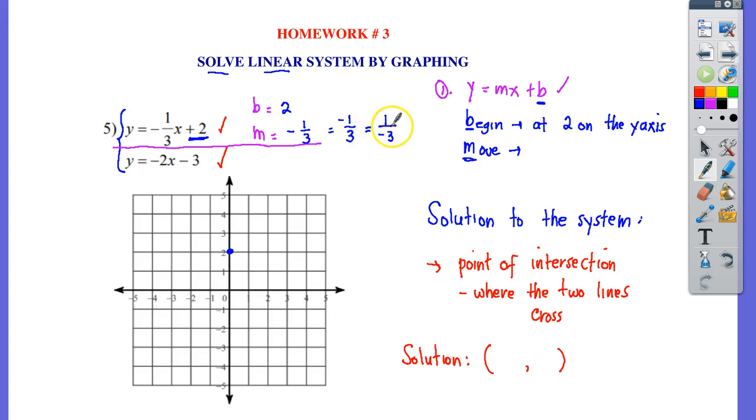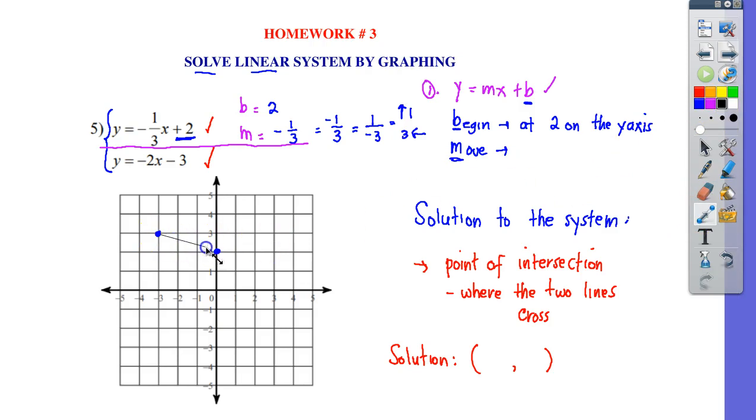So if I do this, that means I'm going to go up 1 and then 3 to the left, because it's negative 3. So I'm going to do that, up 1 and then 3 to the left. 1, 2, 3. So that's my second point. And then I'm just going to connect those 2 points like so, and then I'm going to extend that. Okay.